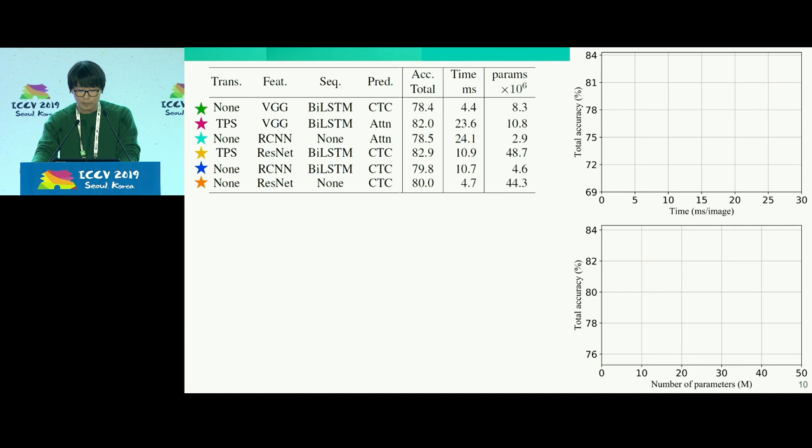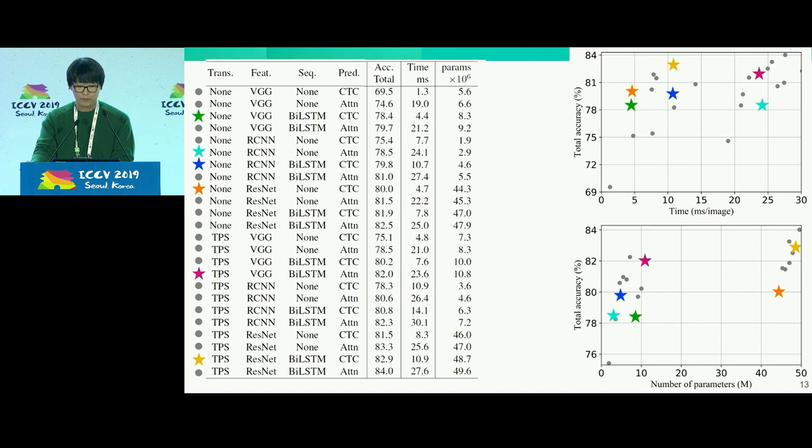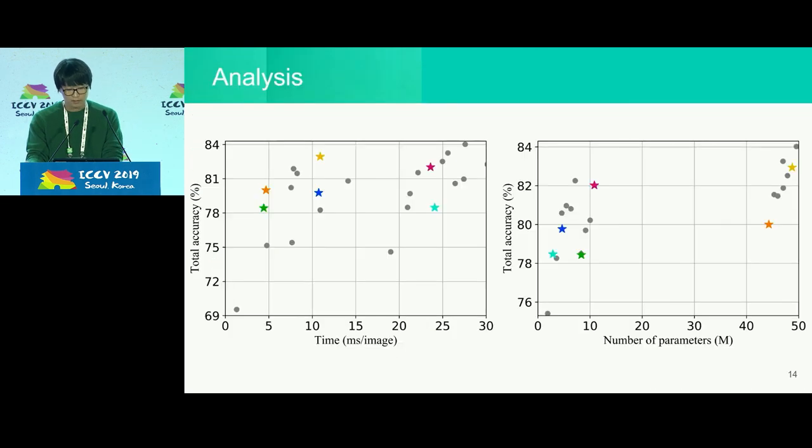And then we plot the performance on a total accuracy versus time plot and an accuracy versus memory plot. We first show the six prior methods' combinations on the accuracy versus time plot, and then on the accuracy versus memory plot. We then show all possible combinations on the plots. These are the final trade-off plots.